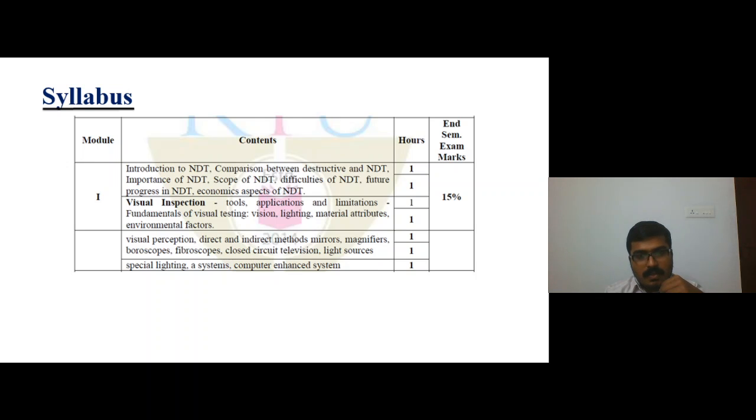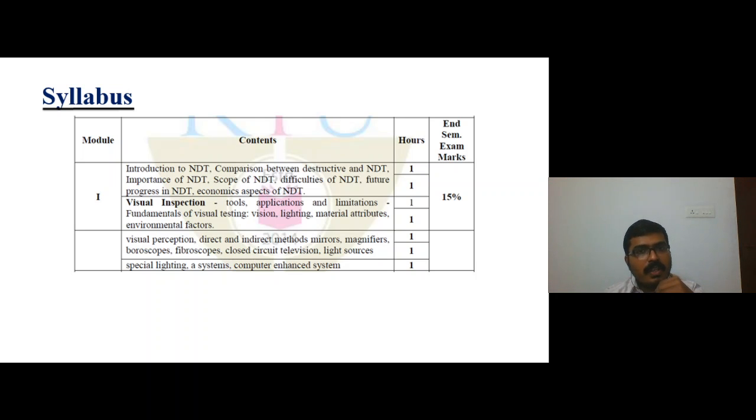The syllabus of this course I have mentioned earlier. As I have mentioned, each of these testing methods will be covered in each module. The first module deals with the basic introduction of this course, and it will be followed by the visual inspection methods, where we will be dealing with our human eye, which is the most important tool used for visual inspection.